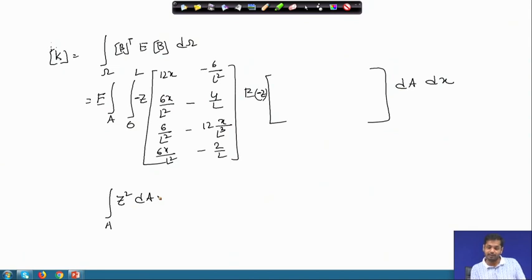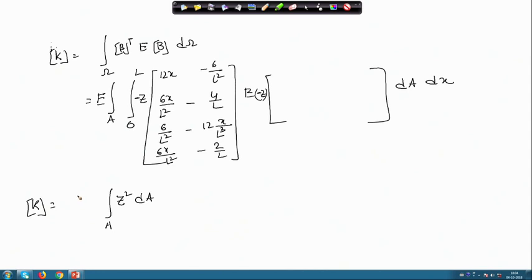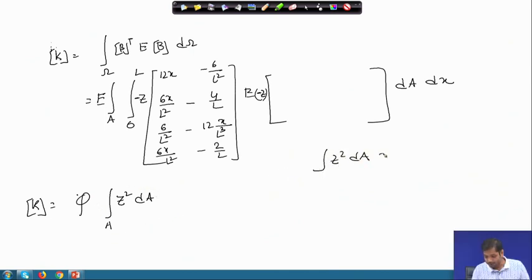Once the integration along the length is performed, all you can take outside, and then we are left with something. So, K will be some phi into this. This phi is the integration of the entire thing along the length. Now, what is this z square dA? z square dA is essentially, if you recall, the second moment of area, right.